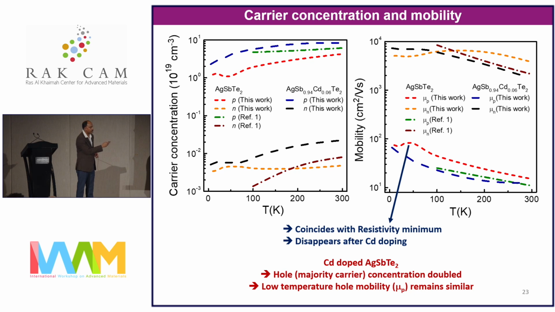The cadmium doping actually doubles the hole concentration. It goes to 10 to the power 19. But the mobility we also see is similar after cadmium doping. So that tells us that, although there is a decrease, we could have expected a huge decrease in the mobility because of the huge increase in the p-type carrier concentration. But we don't see that much decrease, although it is similar at lower temperature. So that also tells that there would be a chance of delocalization of the electronic structure.